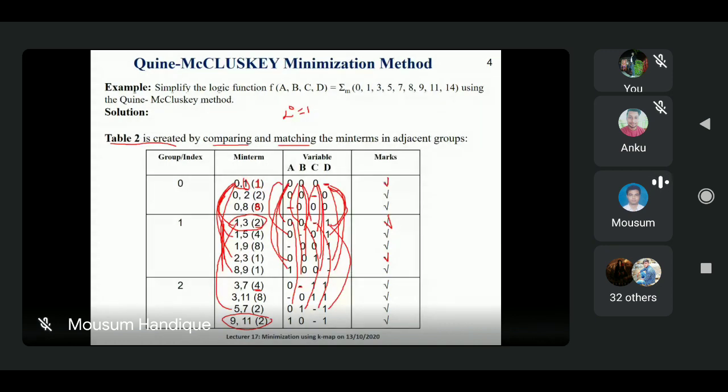Are you getting my point? So 0, 1. First one: 0, 1, 2, 3. 2, 3 are also there. Where is the 2 present? This one has 2. And 3, which one is 3? This one also has 3. Okay, so we can tick all of this one.